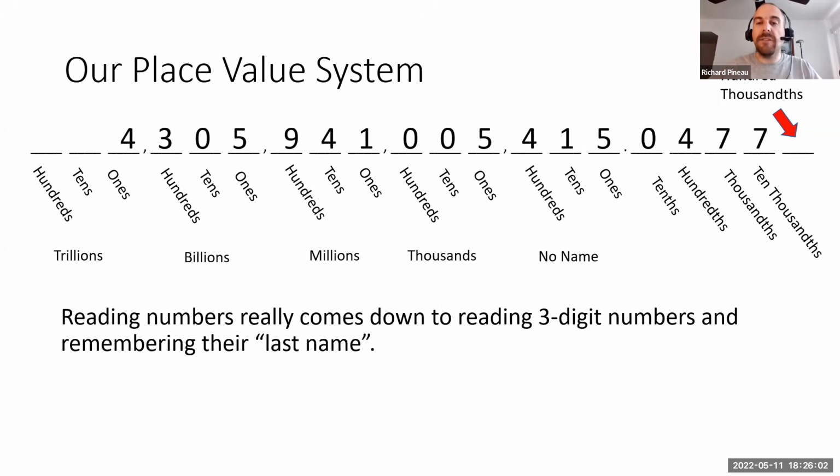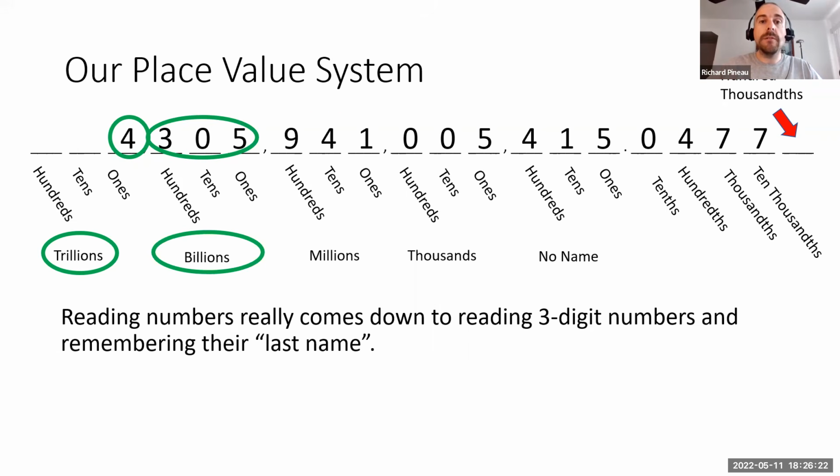Well, we begin on the left side. We always begin from the left side and work our way to the right. So you look at the first family. Now, what's nice is the comma helps to separate that. So the first number I see, the first 3 digits, well, sort of 1 digit, is 4. Okay, well, what's the 4's last name? 4 trillion.